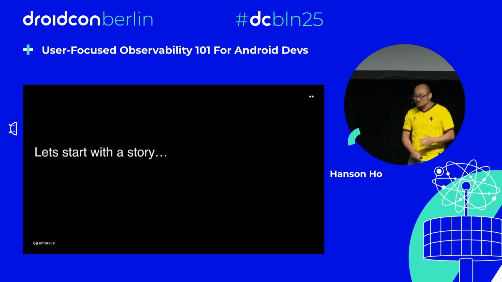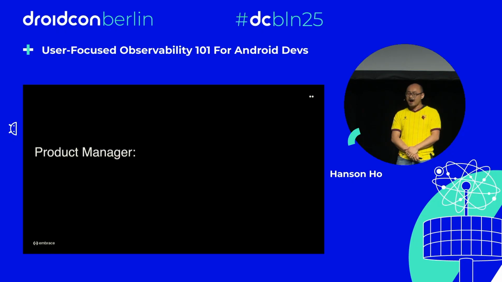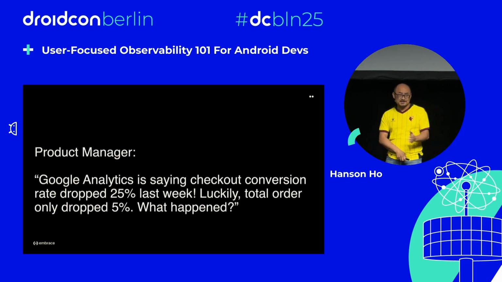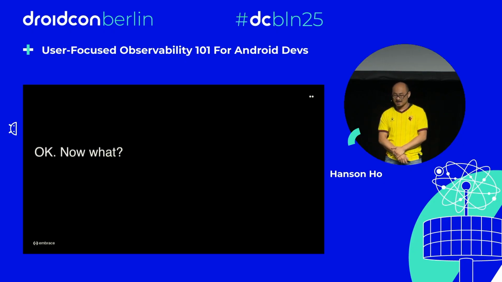Before we do that, let's start with a story. So you have a product manager that comes to your desk or your Slack or whatever and says, Google Analytics is showing that checkout conversion has gone down 25% last week. Total orders didn't, so it's not super important, but it's still important. Why? You, as the Android engineer, say, well, I'm not sure. Let me go take a look.